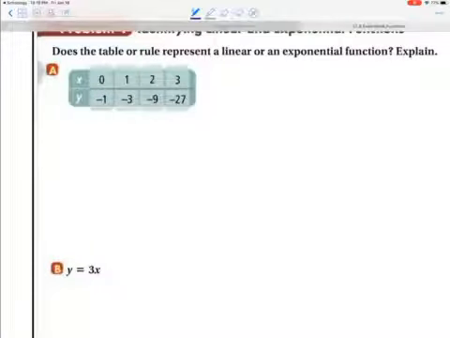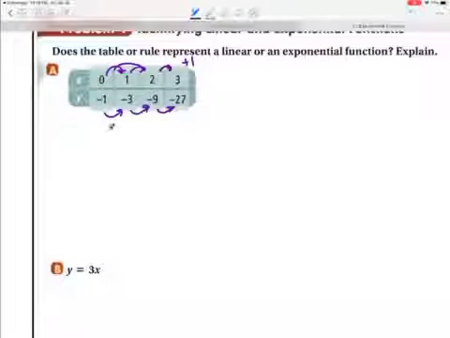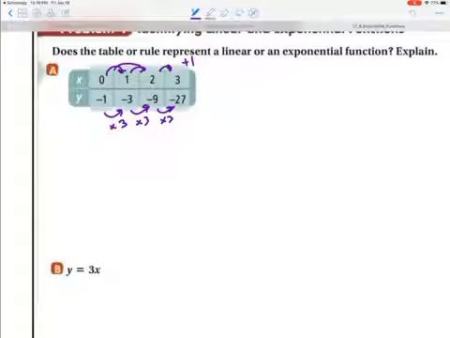Let's look at each of these and determine if we have linear or exponential. So in this top one, I'm adding 1 each time. And here, I can see that I'm multiplying by 3. Because I'm multiplying by 3, we say that this is a common ratio. So this is a geometric sequence, it's exponential.